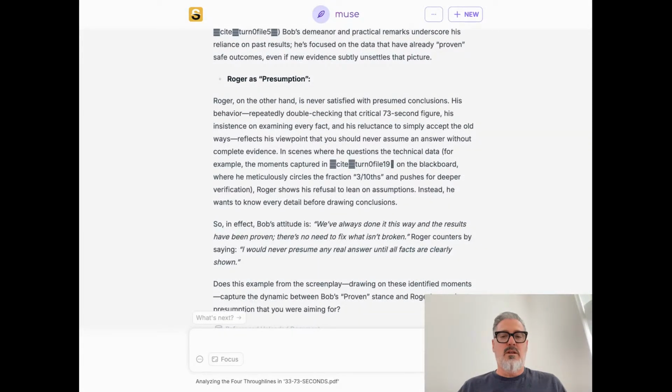73-second figure. Is this after the disaster? Oh, is this after it? This might be after it. Shows his refusal to lean on assumptions. That actually sounds right. I mean, logically, that sounds right. Instead, he wants to know every detail before drawing conclusions.